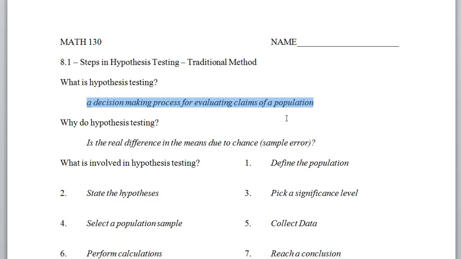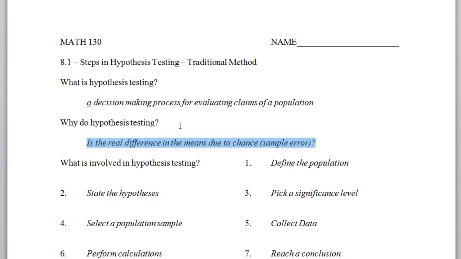We're going to use this kind of testing to see whether or not something is being changed or isn't being changed by some kind of action. Because the real question of why we do hypothesis testing is: is the real difference in your averages due to chance, just sampling error?